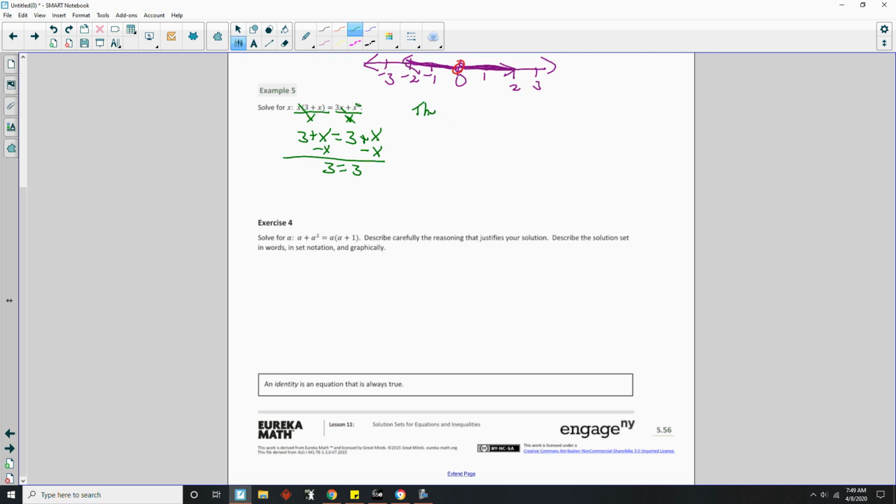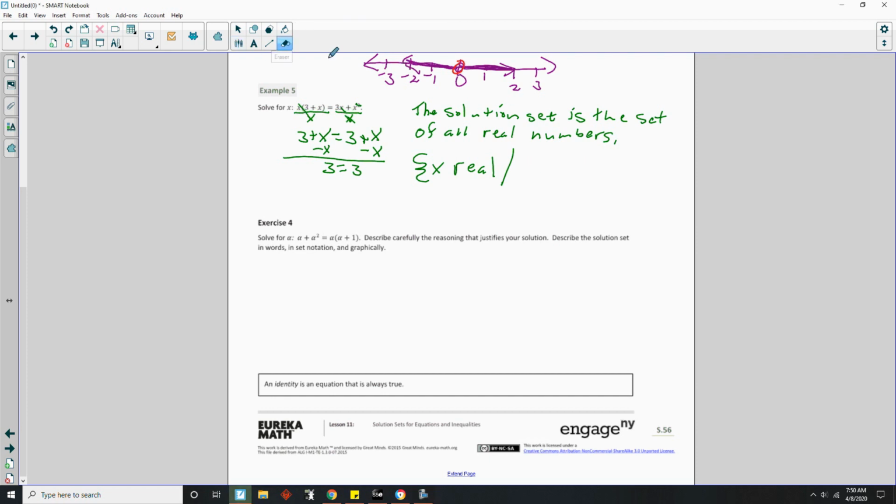So you'd say the solution set is the set of all real numbers. Okay? In set notation, it would be the set of x that are real such that, and then you'd be like, wait a second, what do I put over here? The set of x that are real such that x is real.